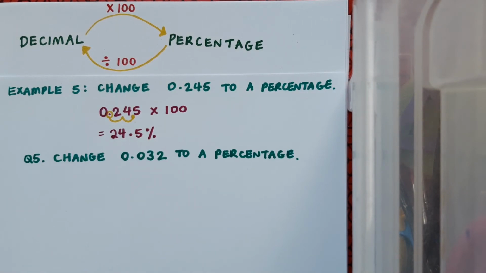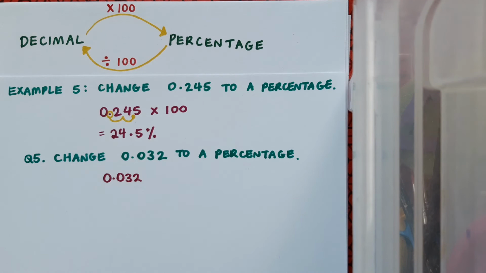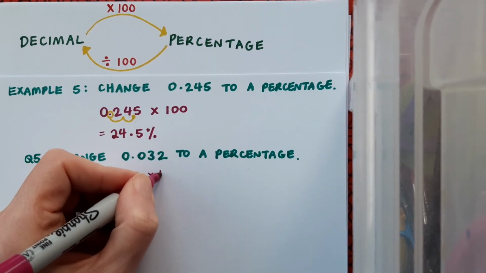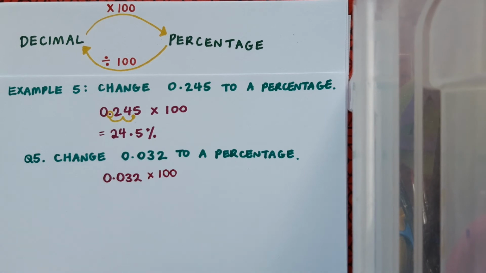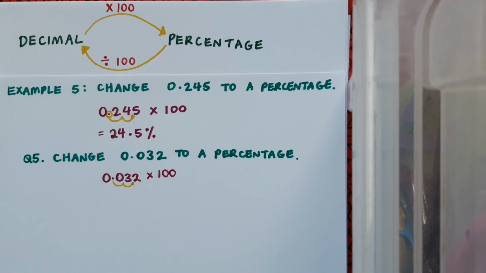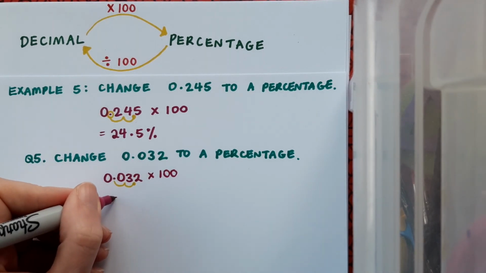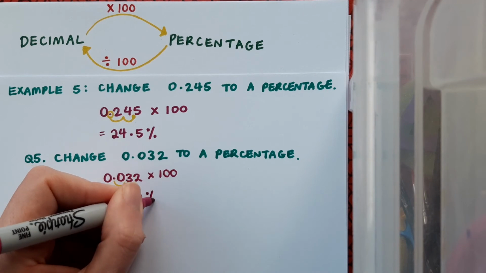So here's your question. I want you to change 0.032 to a percentage. Pause the video here, try the question, and then play and see if you're correct. So don't forget to change from a decimal to a percentage, I'm going to multiply by 100. So I'm going to times my decimal by 100. And then again, to multiply by 100, we just move our decimal place 2 places to the right. So in this case, my answer is going to be 3.2%.